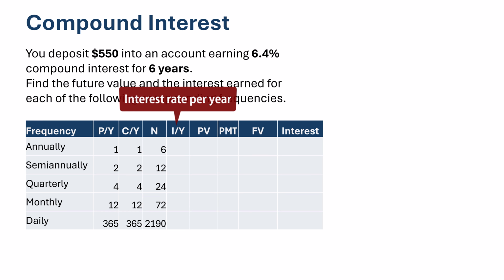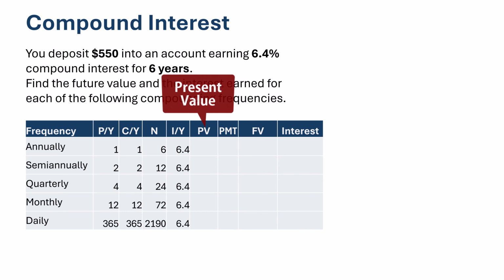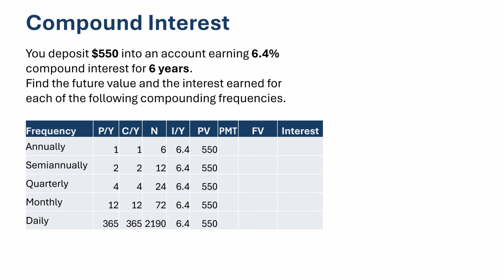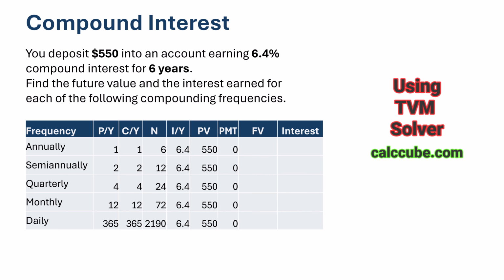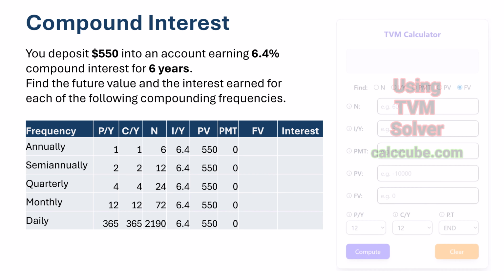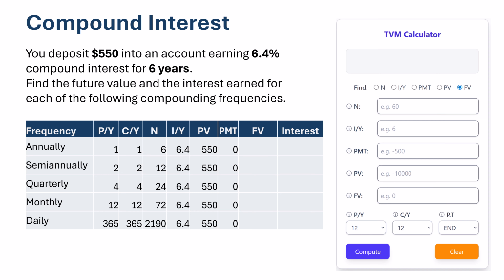IY is our annual interest rate, which stays at 6.4% across the board. PV, or present value, is a starting principal of $550. Finally, payment represents any recurring periodic payment. Since we're not adding any extra money to this account over the 6 years, we set PMT to 0. Now let's jump into the Calcube TVM calculator and get our answers.